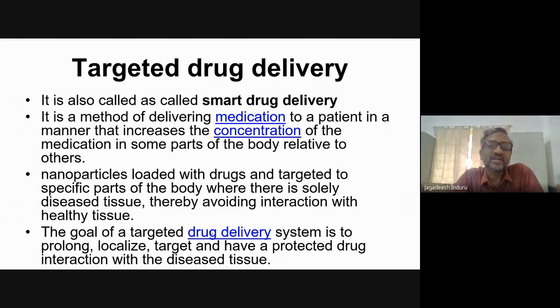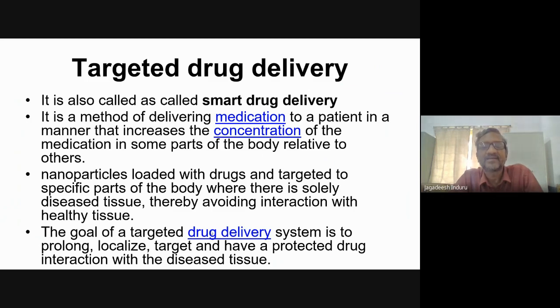Most of the regular conventional dosage forms, even though they have efficacy, are bound to have some side effect along with the efficacy or the main effect of a formulation. Because it is a method of delivering the medication to a patient in a manner that increases the concentration of the medication in some parts of the body relative to the others.